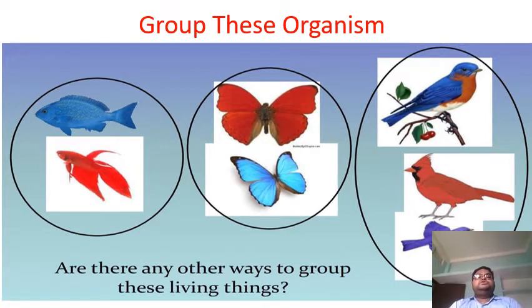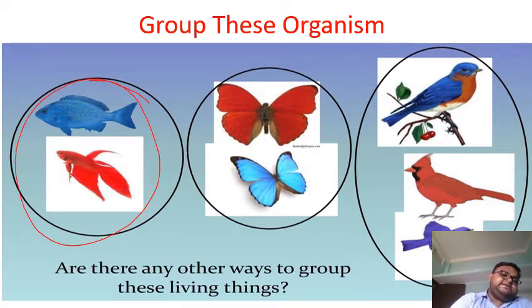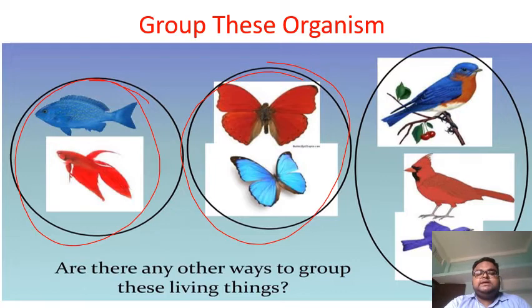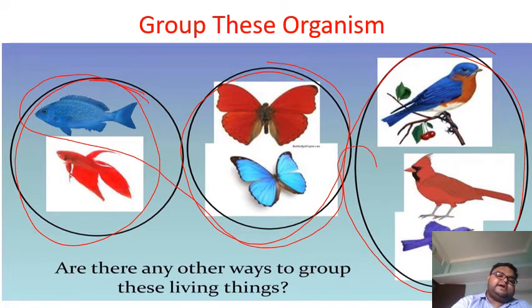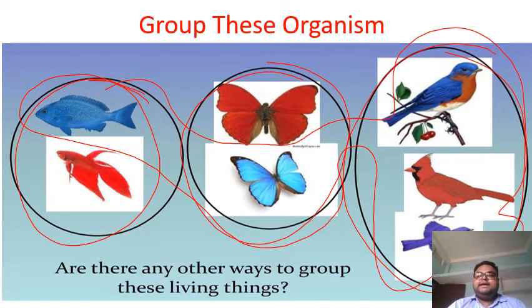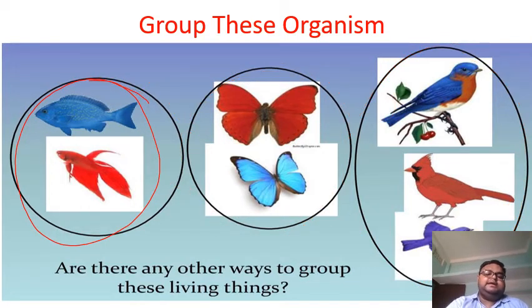Yes, students. Can you group these organisms? These are fishes, isn't it? These live in water. These are butterflies. These live on the trees. These are birds. These fly in the air. Is there any other way in which you can group these organisms? Anything that you can think of? We can group this fish with this butterfly, with this bird and this bird because they are blue in color. Can we do so? Okay, we can do so, but it is not in the life sciences.